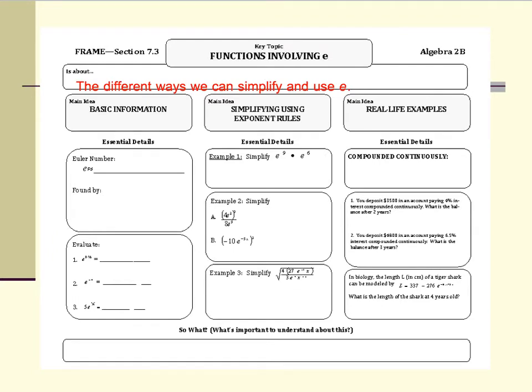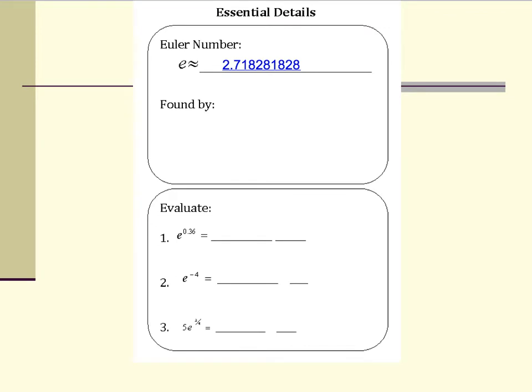So here's your frame. Let's look in your notes. The functions involving e's frame is about the different ways we can simplify and use e. That's what this whole frame is about. So let's look at our first column, some basic information. Euler's number is this right here, 2.71828, but then you need to remember that it keeps going on, so we'll put a few dots after that.